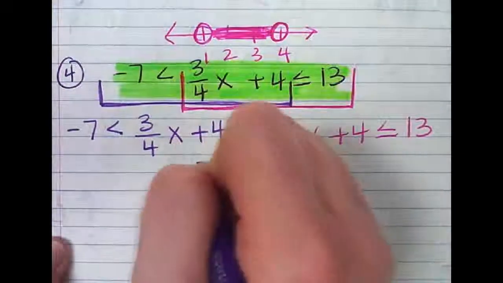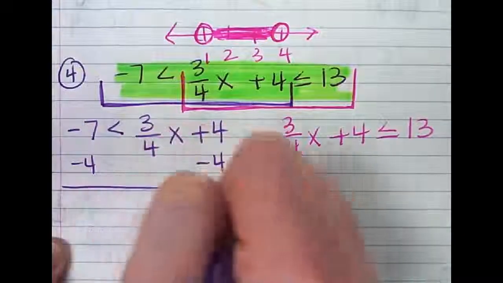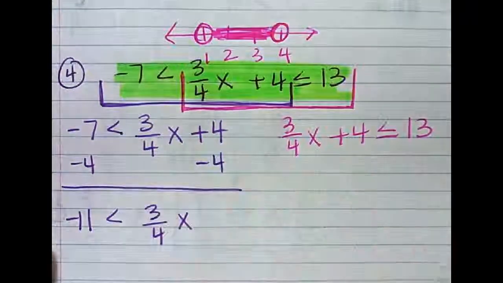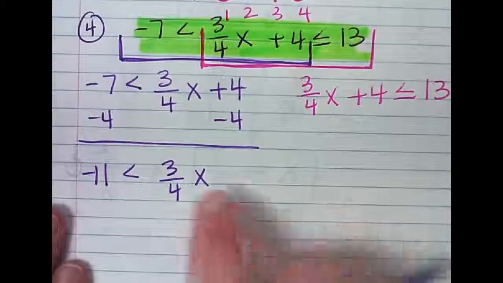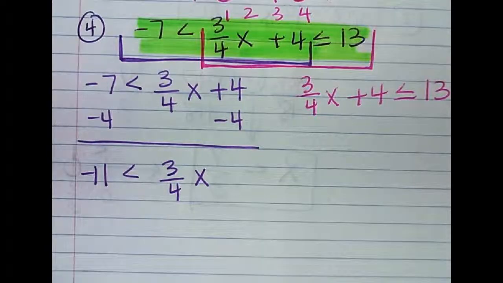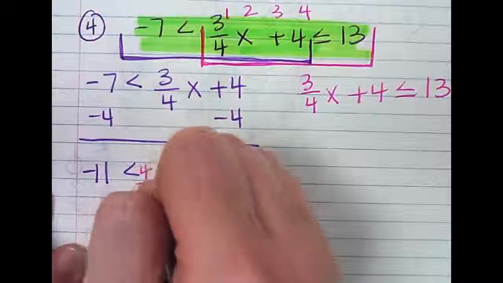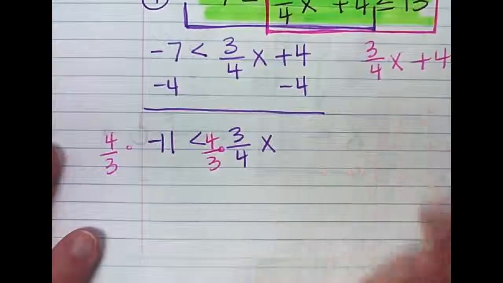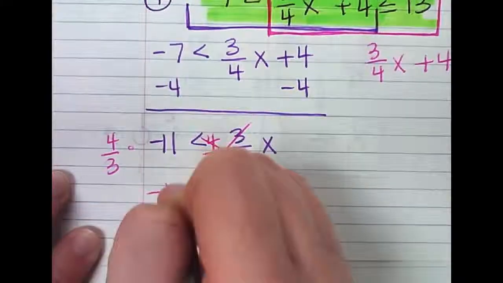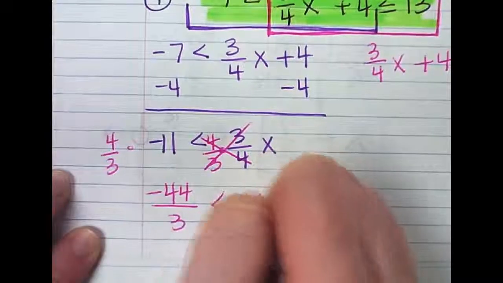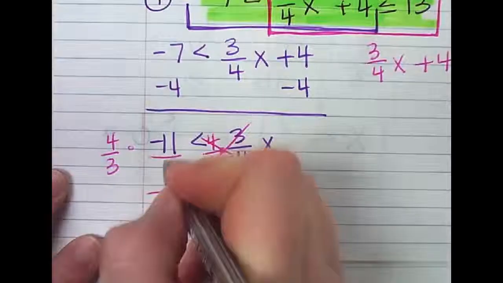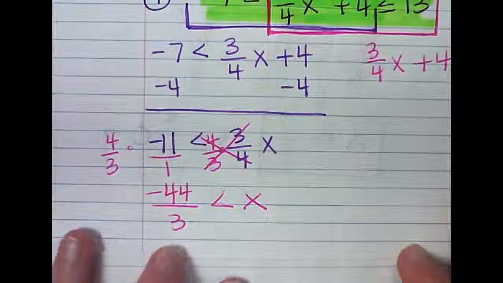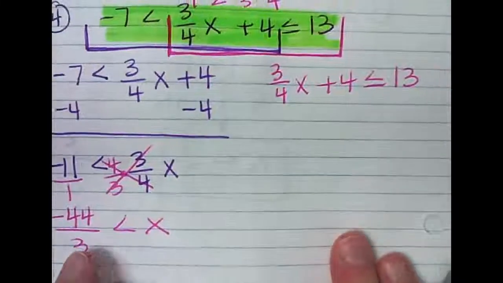So on the purple one, I'm going to subtract 4. So I have negative 11 is less than 3/4 x. So how do I get rid of this 3/4? Yes, multiply by the reciprocal. So multiply by 4 over 3. So that's gone. So I have, oh that's ugly, negative 44 over 3 is less than x. So I just multiplied across. This is over 1. Multiply across the top, multiply across the bottom.